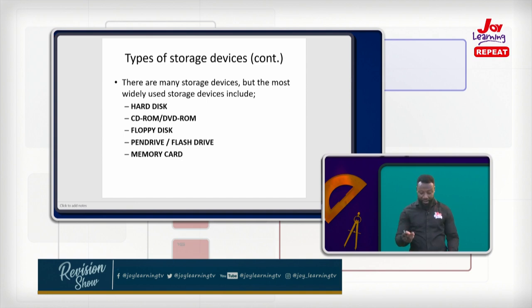Now, we also have the pen drives, or what we call the flash drives. Then we have the memory card, what some of you call memory chip. They are all storage devices. By the way, do you know that your mobile phone SIM card is an example of a storage device? Have you realized that you can store phone numbers on them? Then that means it's a storage device because we can store data on it. When we receive a text message, it's stored on it. So we can say that our SIM cards are also an example of storage devices.